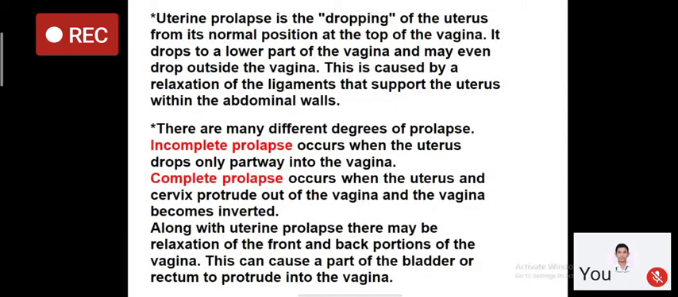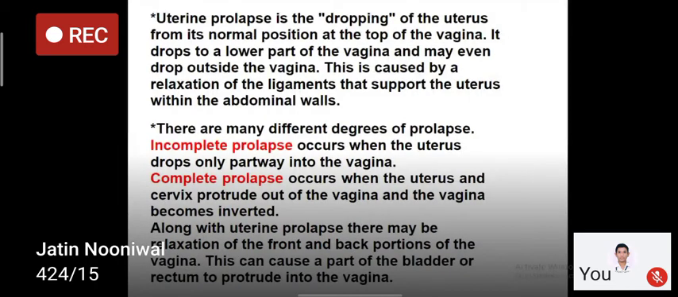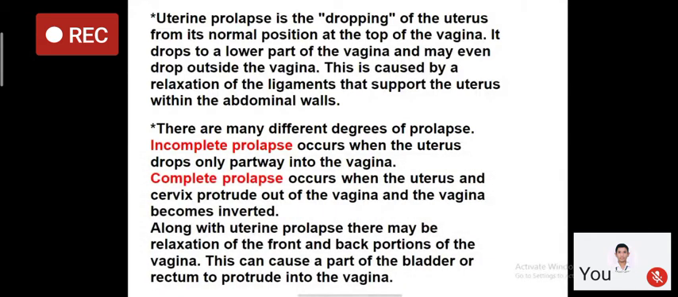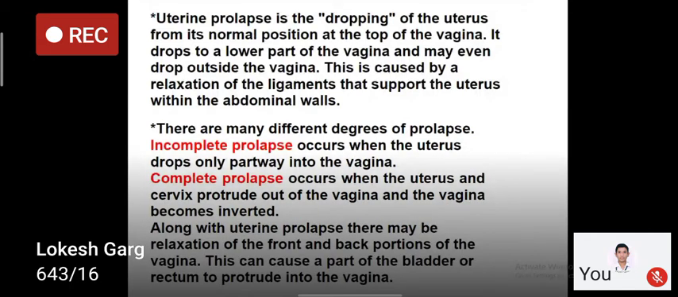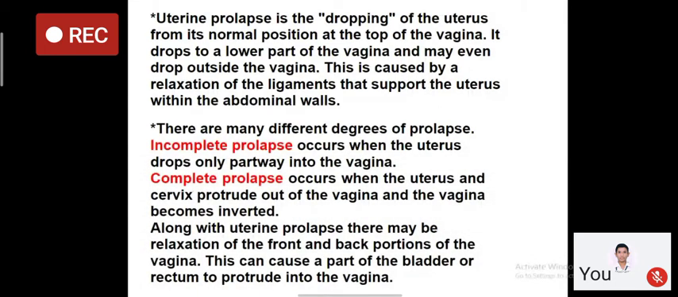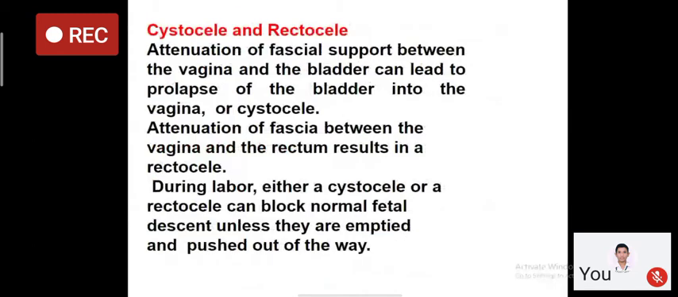Uterine prolapse is a dropping of the uterus from its normal position at the top of the vagina. It drops to a lower part of the vagina, and may even drop outside the vagina. This is caused by relaxation of ligaments that support the uterus within the abdominal wall, that you all know. I'm just summarizing it. There are many different degrees of prolapse, incomplete or complete prolapse. There are chances of cystocele and rectocele.